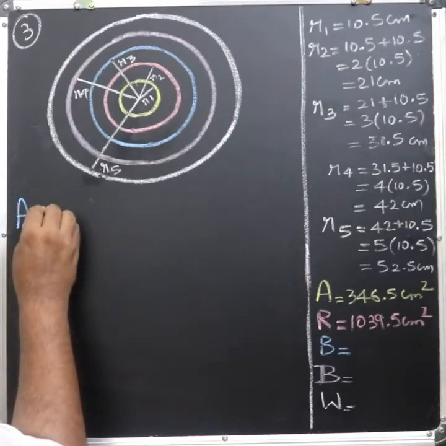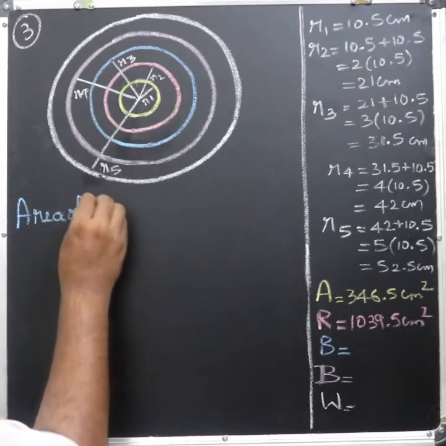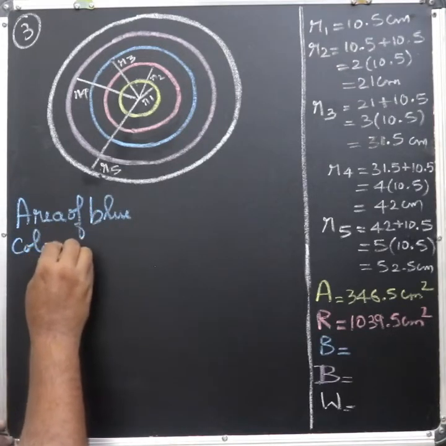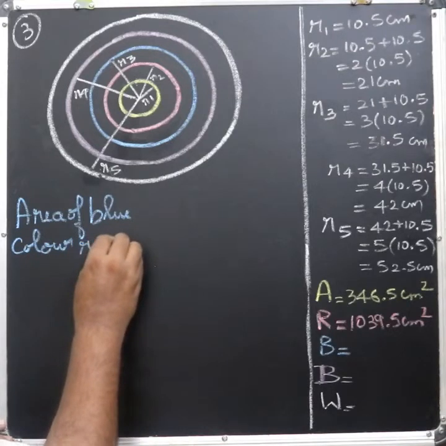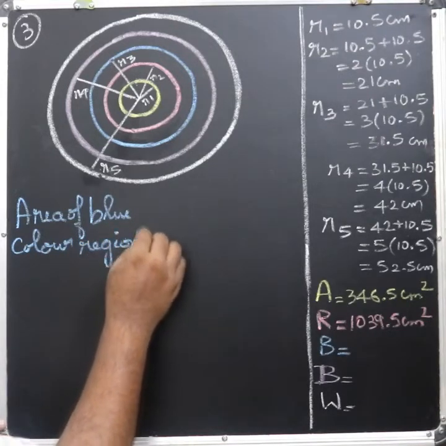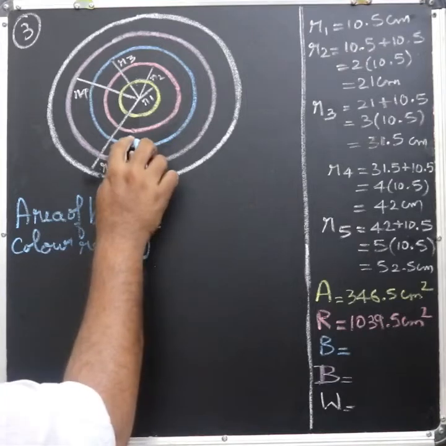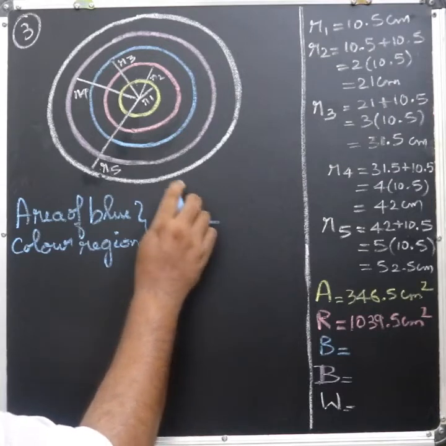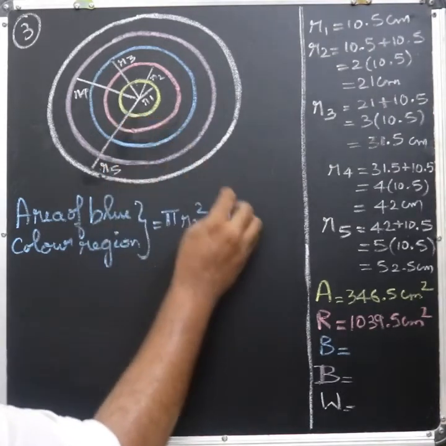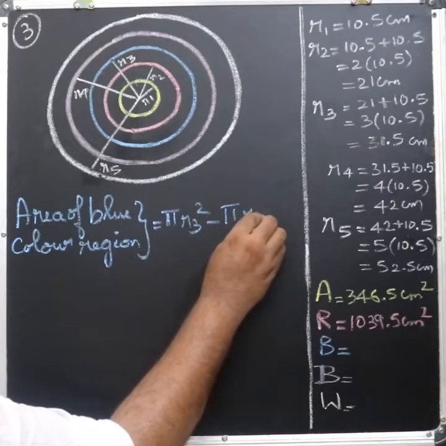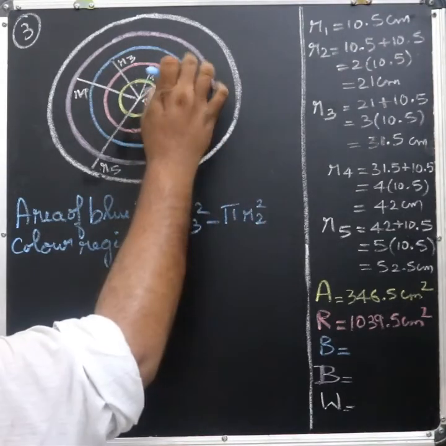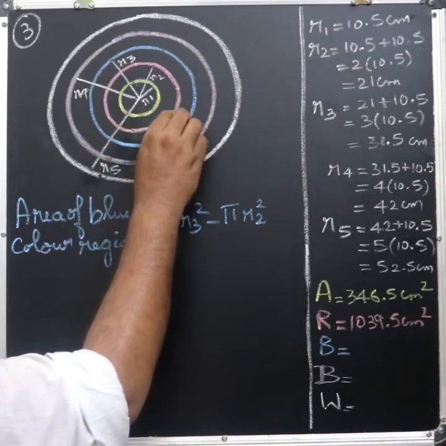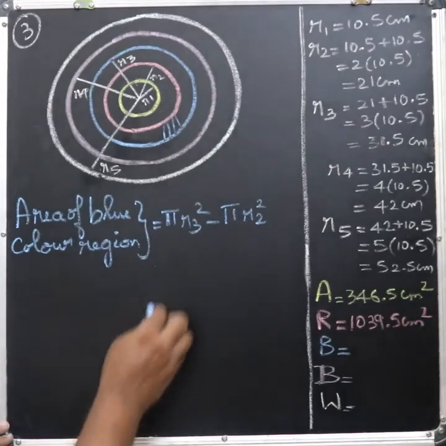Next we are going to find area of that blue. Now area of blue color region is given by area of the third circle, that is pi r3 square. From this you have to subtract the area of the second circle, that is pi r2 square. If you subtract area till this, the remaining is going to be the blue region, that is this region which you can see.